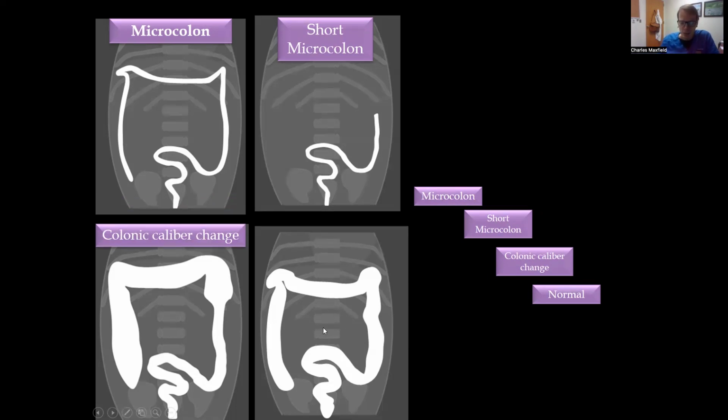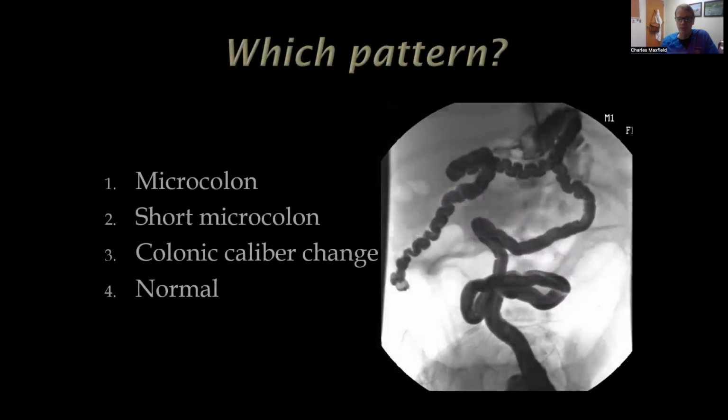And lastly, this colon is not too big, and it's not too small. There's no caliber change. It's perfectly uniform throughout. This is normal. That's a normal contrast enema, okay? And again, every contrast enema you see, you should be able to assign to one of these four. And if you do, you'll be able to manage these patients.